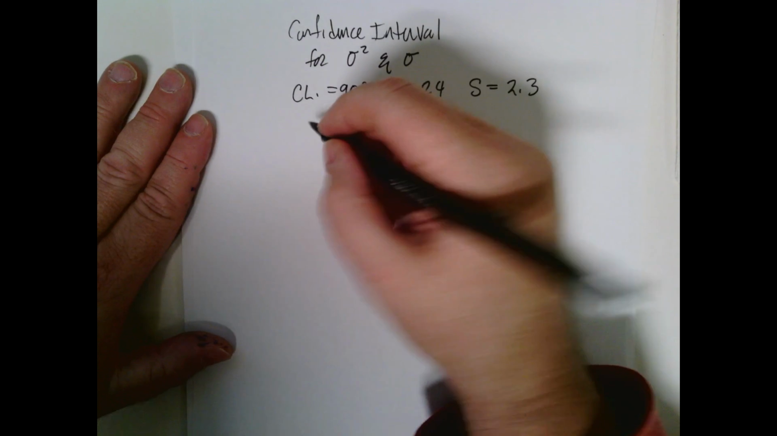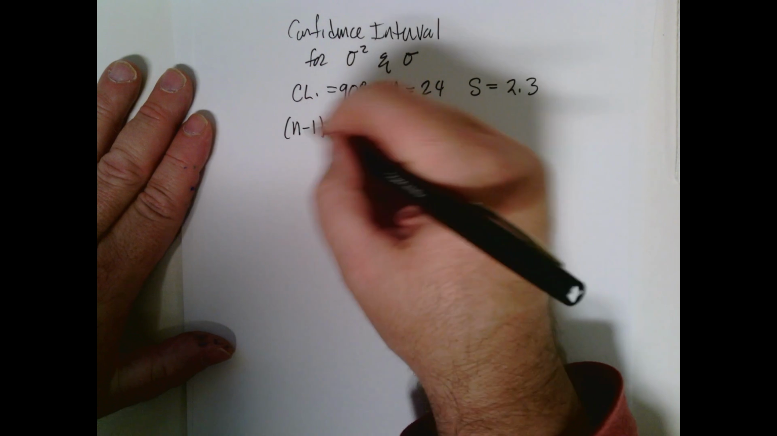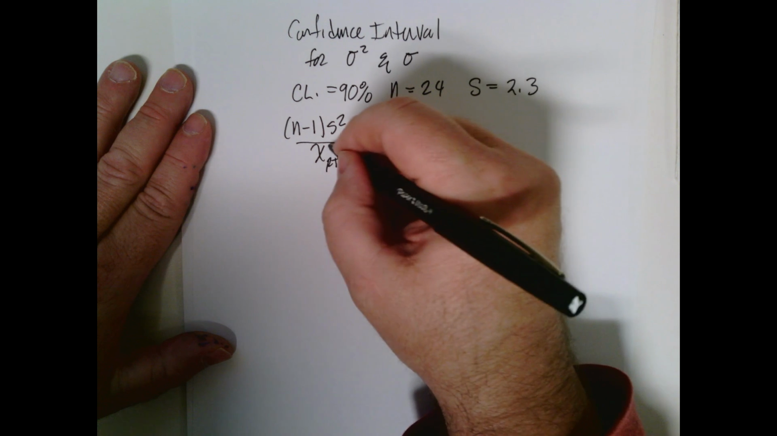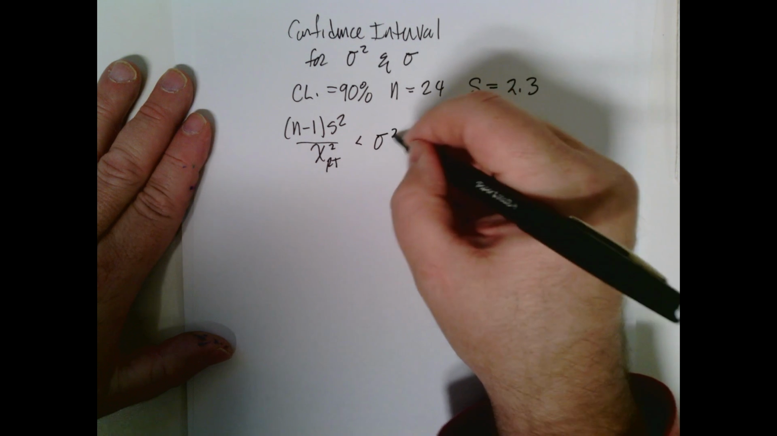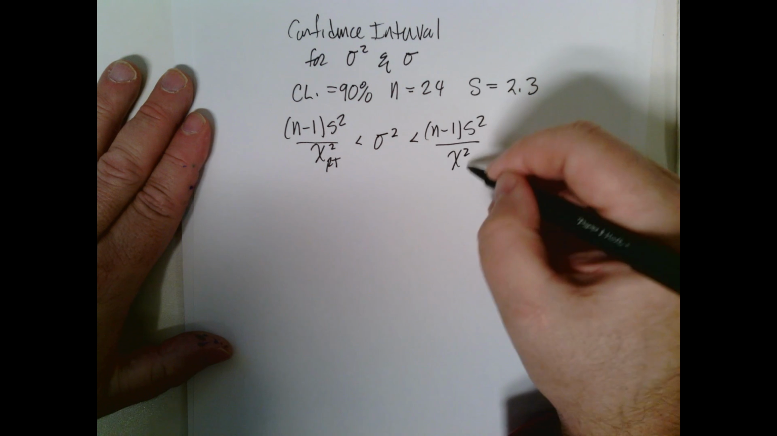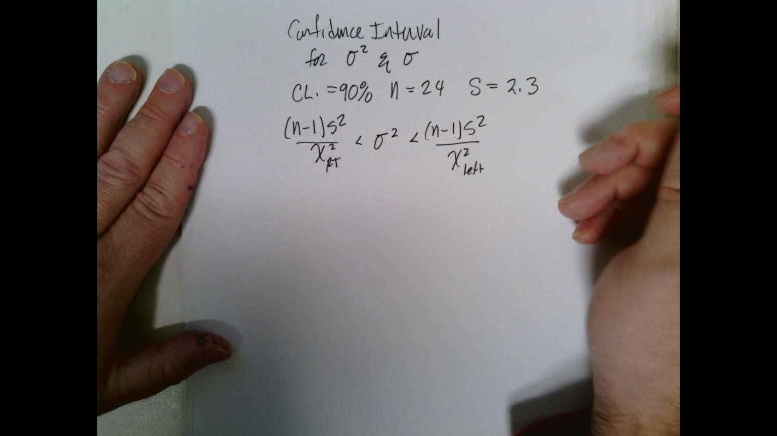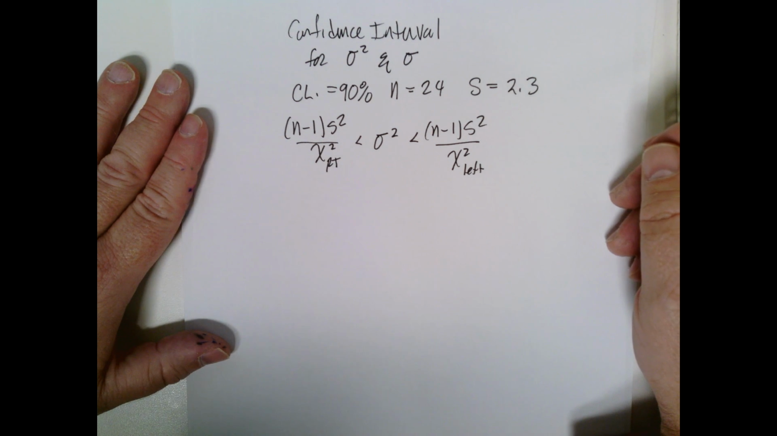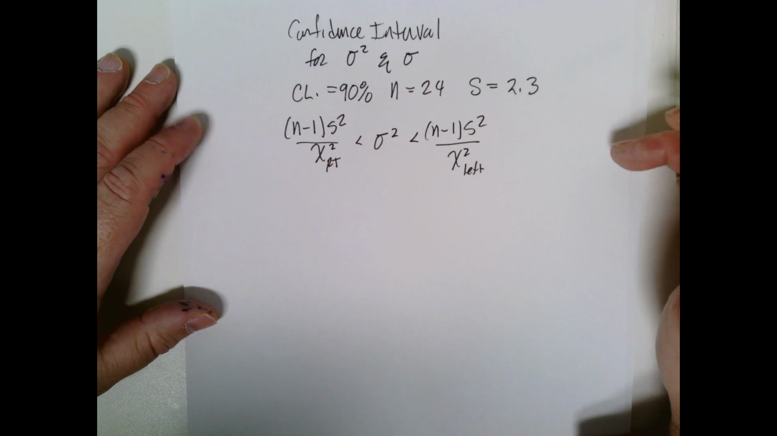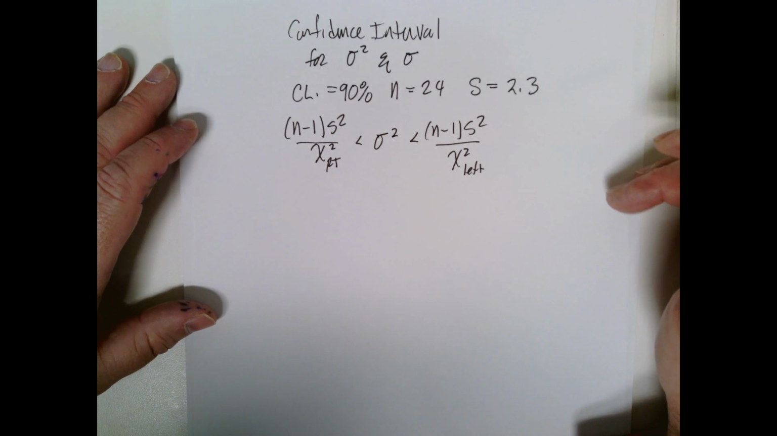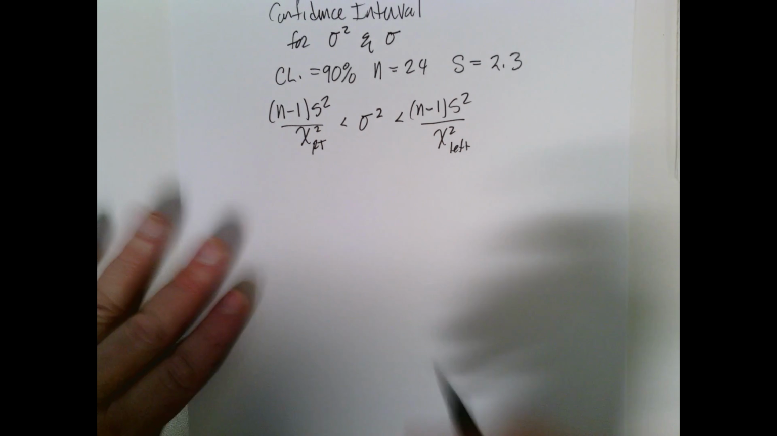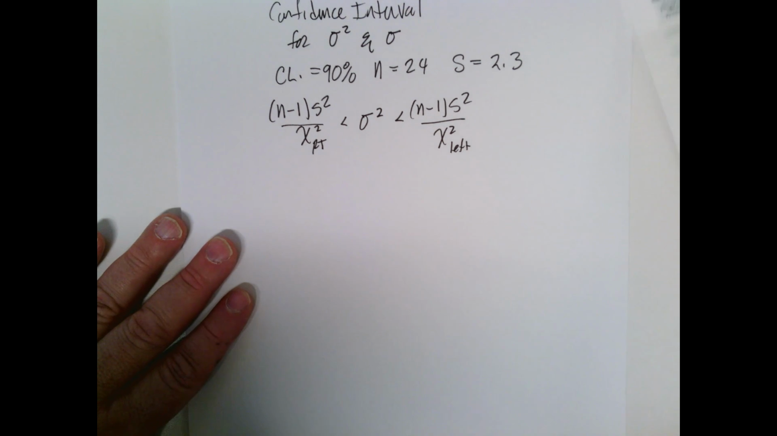Now if we take the formula that we did in class, we have n minus 1 times s squared, over chi-squared right, and the other side has the same numerator, and the denominator changes to chi-squared left. So we need to find the chi-squareds. If you remember, we have to use table G.